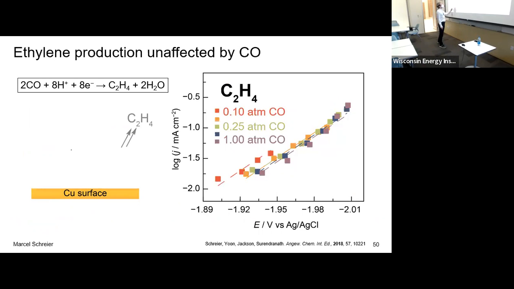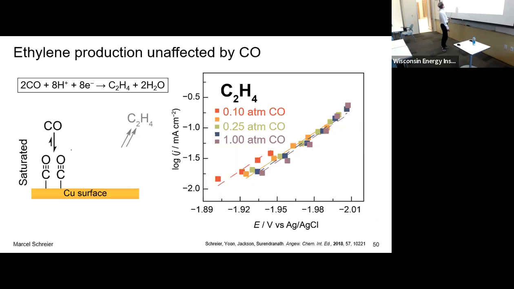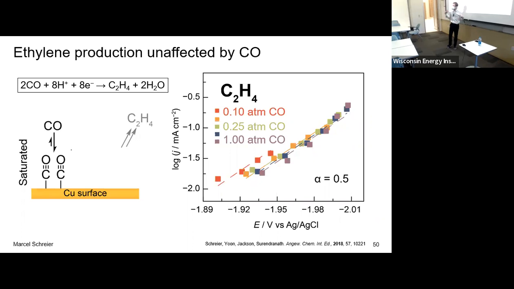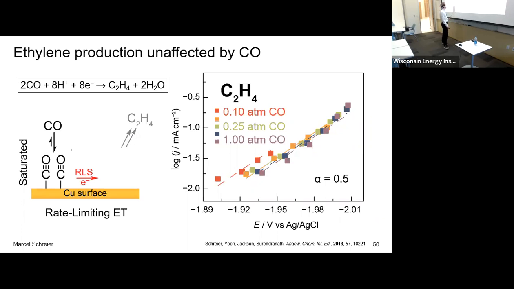Interestingly, when we look at the impact of the carbon monoxide pressure on the rate of ethylene formation, we can see that the ethylene production rate remains the same for all carbon monoxide pressures. And our data also tells us, which actually indicates that the sites which produce ethylene are saturated at all the partial pressures that we can reach in our system. And we observe a transfer coefficient of 0.5, which is smaller than 1, which, if you remember my whole theoretical development, indicates that ethylene is produced in a rate-limiting electron transfer reaction.